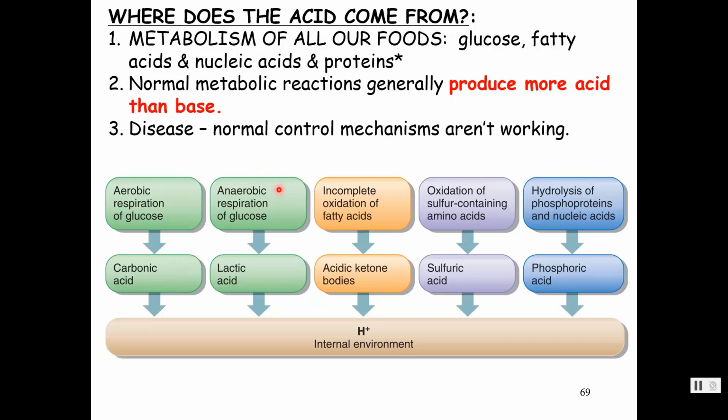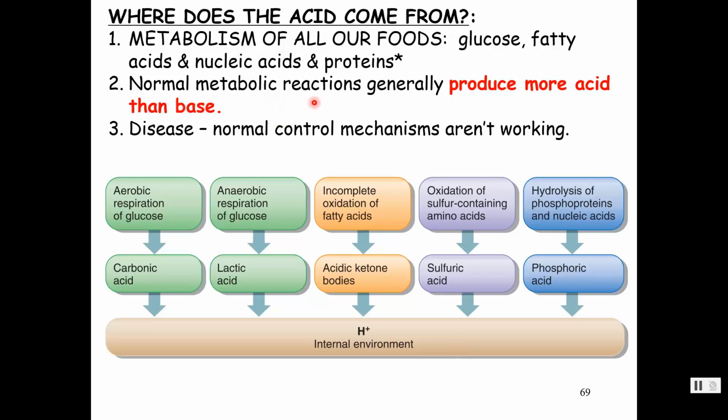When our skeletal muscles go through anaerobic respiration of glucose, they make lactic acid. We're going to get into metabolism, but when we break down our fatty acids, so that's through beta oxidation, we make acidic ketone bodies, so we make acids that way. When we break down proteins, there are some sulfur-containing amino acids, and we make sulfuric acid. We eat other cells, so when we break down their nucleic acids or phosphoproteins, we get phosphoric acid. So all of our metabolism, we get acid, which is going to increase the concentration of hydrogen ions, which is going to lower the pH.